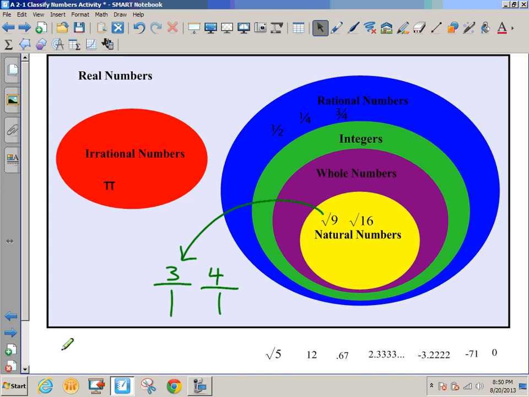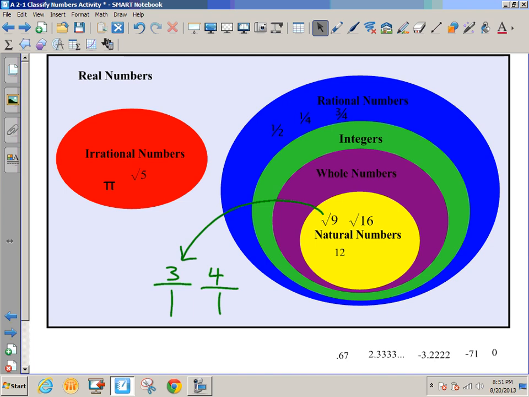Unlike the square root of 5. So the square root of 5 is a non-perfect square. We know that non-perfect squares go into the irrational category. The number 12, well, anytime it's a whole number, you guys, and it's not 0, then it's going to fall into the natural number category.